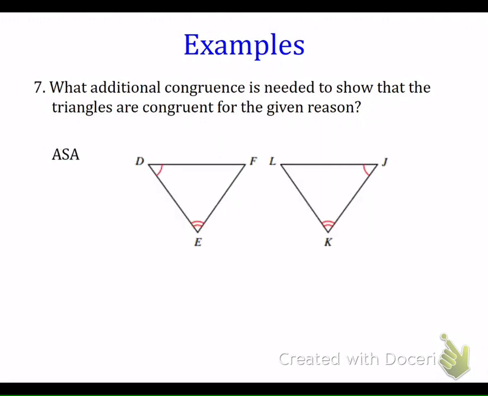Number 6, what additional congruence is needed? So I want to start at angle, angle, side, angle. So angle, where's the side? There isn't one, but here's the other angle. So what sides need to be congruent? F and L are angles. D.